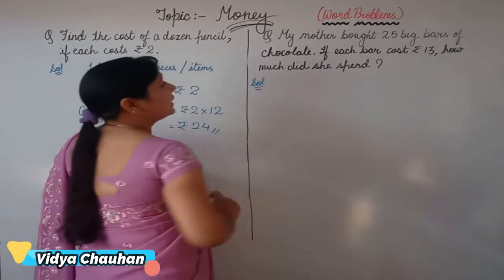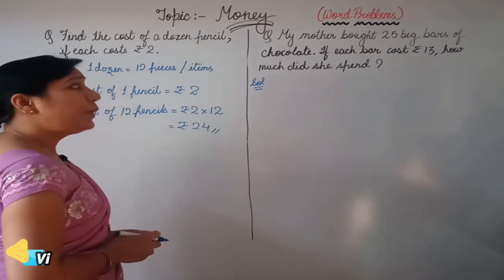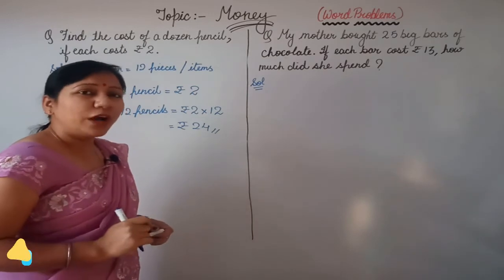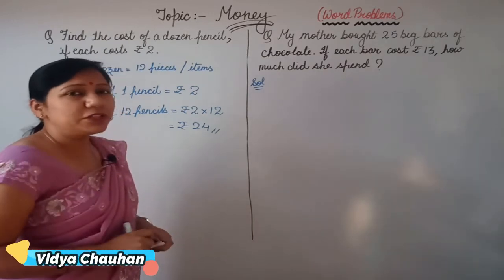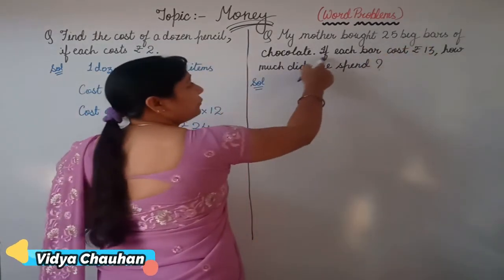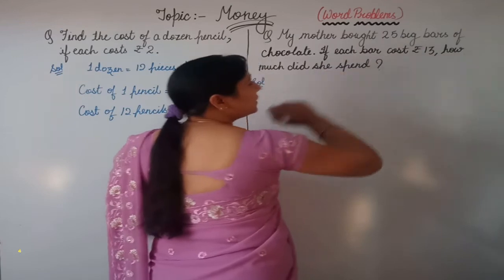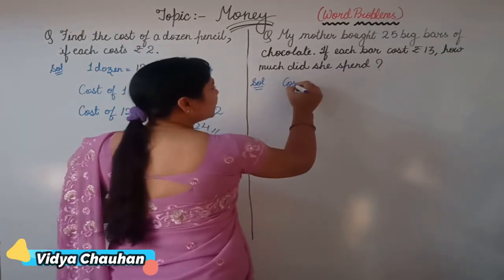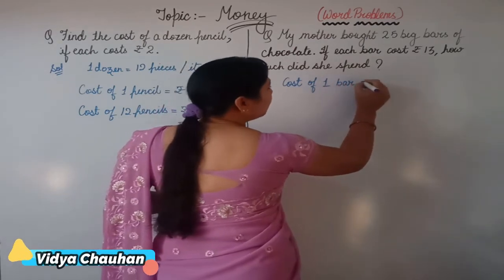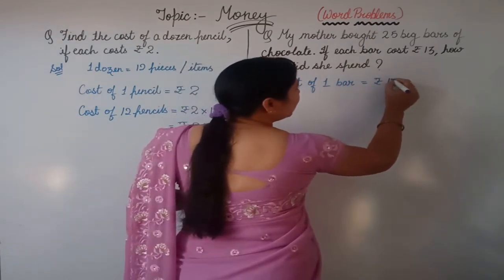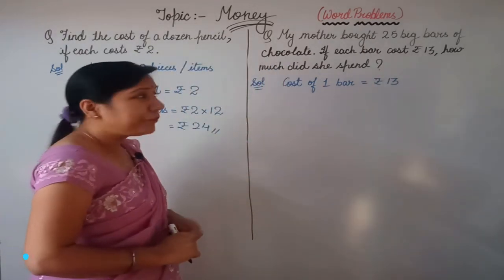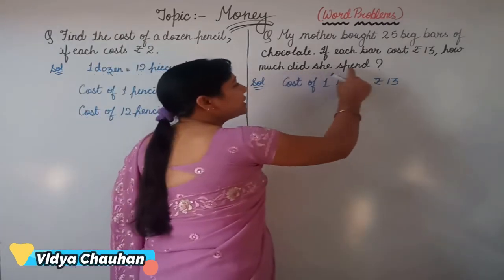Let's take another question now. The next question says, my mother bought 25 bars of chocolate. So my mother went to the market, and how many bars of chocolate did she purchase? She purchased 25 bars of chocolate. If each bar costs rupees 13, then very first, what is given to us? The cost of 1 bar of chocolate, that is rupees 13. So the cost of 1 chocolate is rupees 13. Then how much did she spend in all?